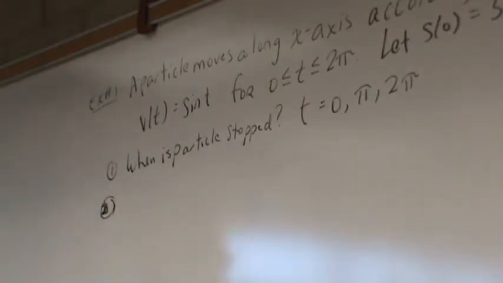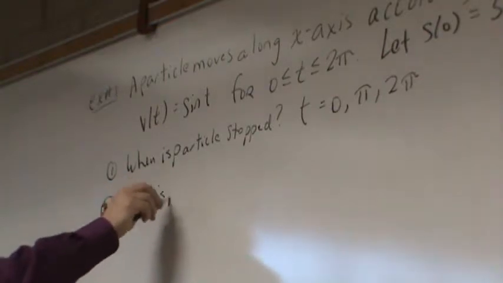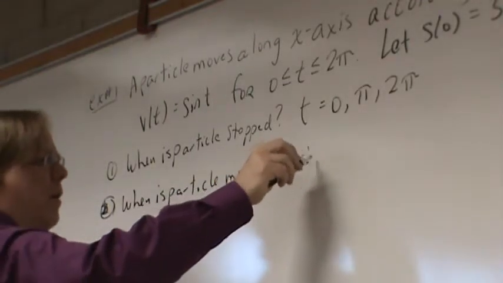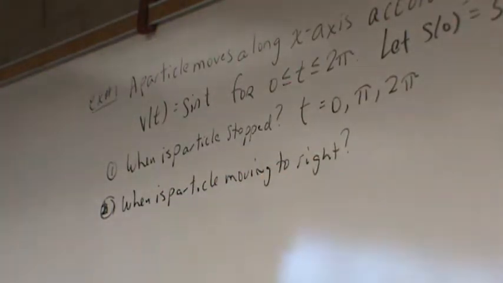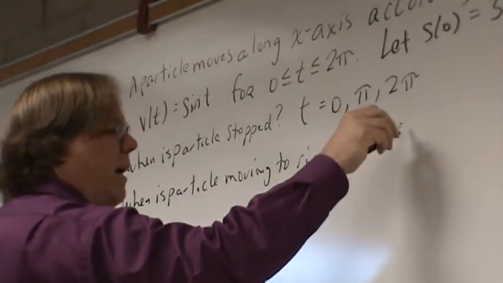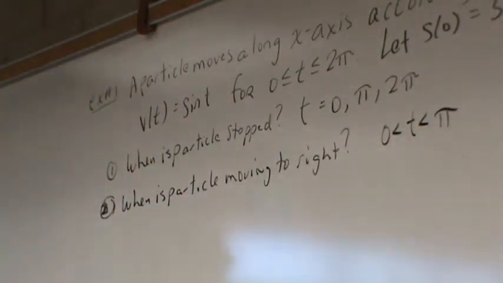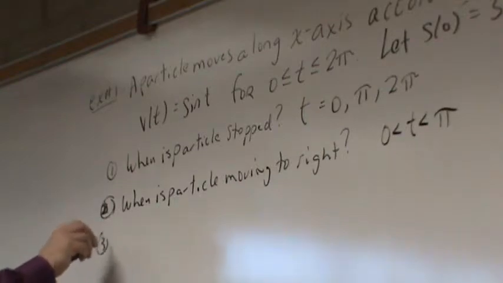When is the particle moving to the right? Tell me, during what interval is this particle moving to the right? 0 to pi. Why 0 to pi? Sine is positive. Yeah, because the sine of t is positive for those values, like everyone is saying. Good. So from 0 to pi, not including 0 and pi because it's momentarily at rest at those times. Okay, great. Here comes the next one.